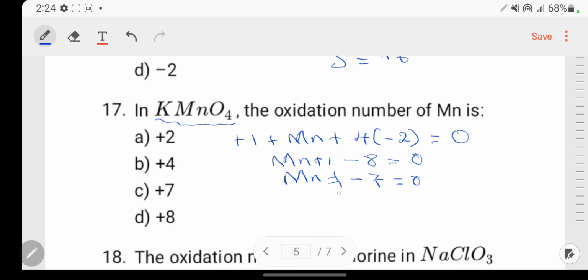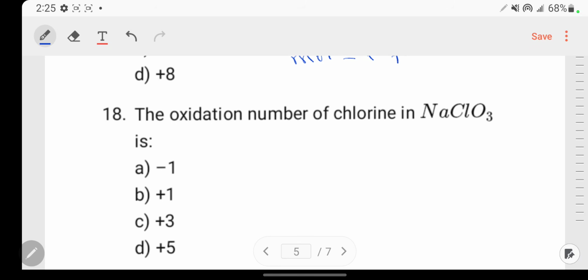Mn plus -7 should be equal to 0. So Mn, when it crosses the equal sign, we are going to have a +7. So question 17, the answer is C. Let's look at question 18.